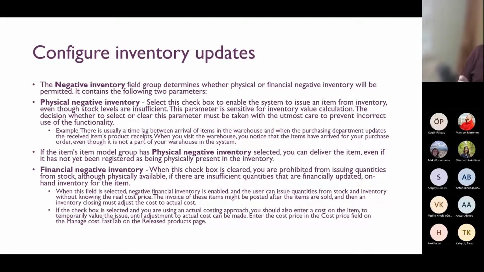But recently I haven't seen projects where physical negative was allowed, but financial negative is quite common. It's the same thing. If we receive the goods, we can register them with a mobile device or with a journal, an item arrival journal, however else, and we can sell them with no implications for us, even if we didn't post the purchase invoice.